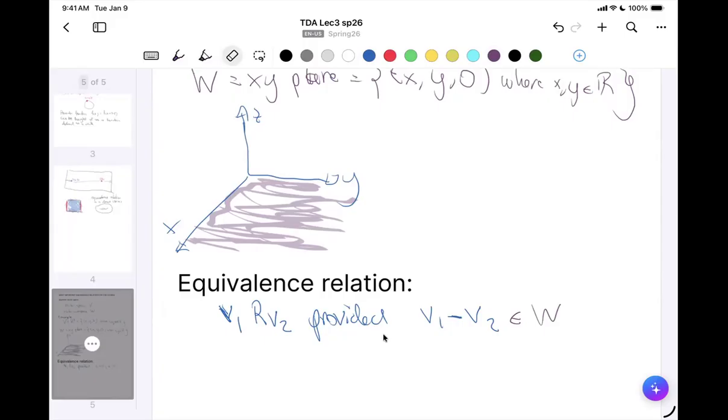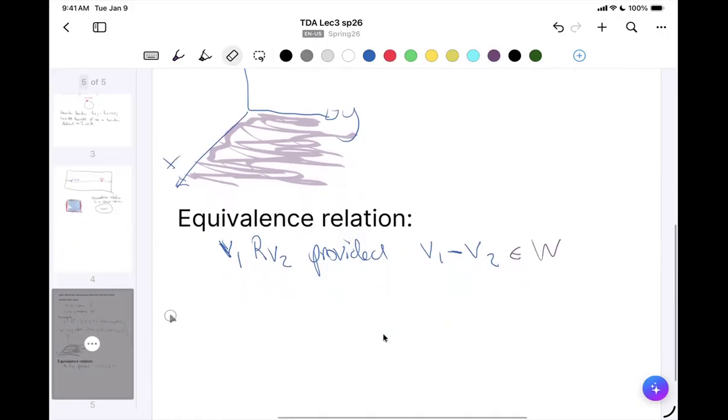Okay, so you have two vectors, you subtract them. If that belongs to the subspace, then they're related. If that doesn't belong to the subspace, they're not related. So let's just check quickly that this is an equivalence relation, because the proof is very simple, but it's still useful to go over the definition of an equivalence relation.